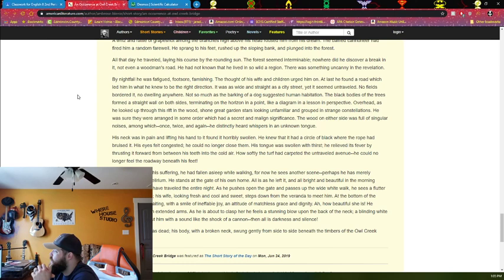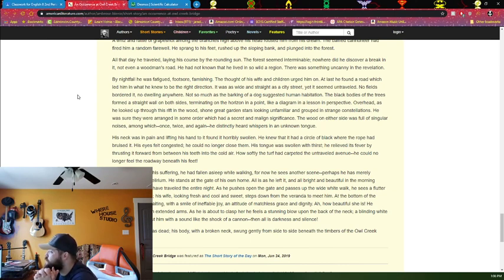He had not known that he lived in so wild a region. There was something uncanny in the revelation. By nightfall he was fatigued, footsore, and famishing. The thought of his wife and children urged him on. At last he found a road which led him in what he knew to be the right direction. It was as wide and straight as a city street, yet it seemed untraveled. No fields bordered it, no dwelling anywhere. Not so much as the barking of a dog suggested human habitation.